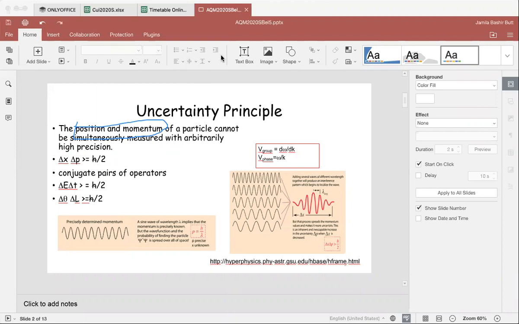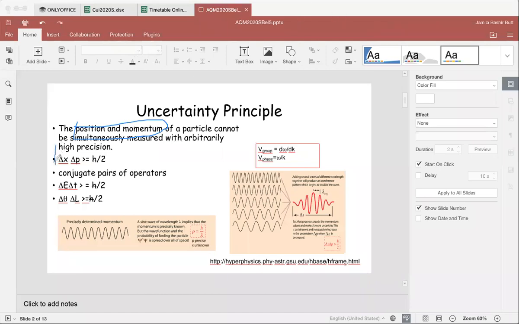position, sorry, I need to get the mouse. I'm sorry, I'm unable to get this marker again. I want to, yes, annotate here.